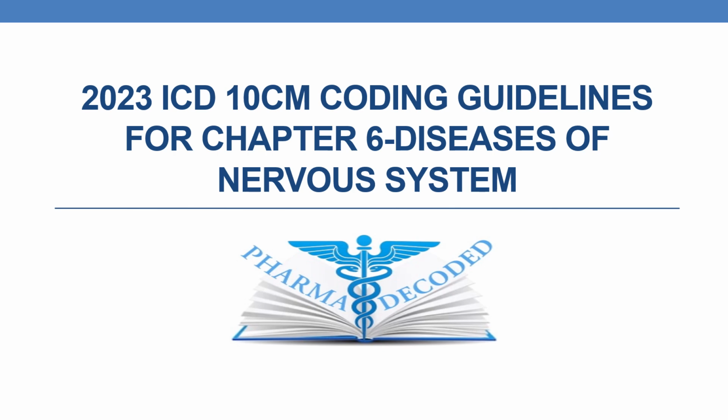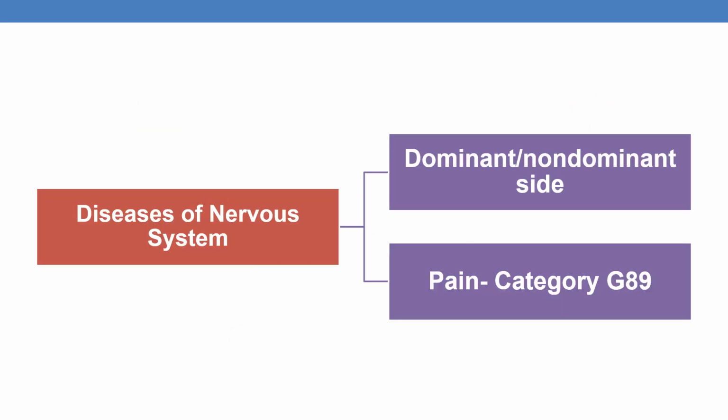Hello everyone, now let us discuss the 2023 ICD-10-CM coding guidelines for Chapter 6, which is diseases of the nervous system. In Chapter 6, there are mainly two guidelines. The first one is regarding the dominant and non-dominant side. Certain neurological diseases are categorized based upon the dominant or non-dominant side. The next is pain codes, which come under the category G89.